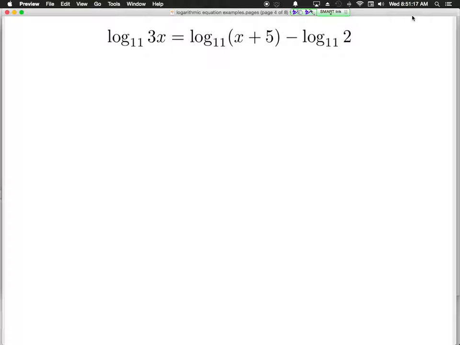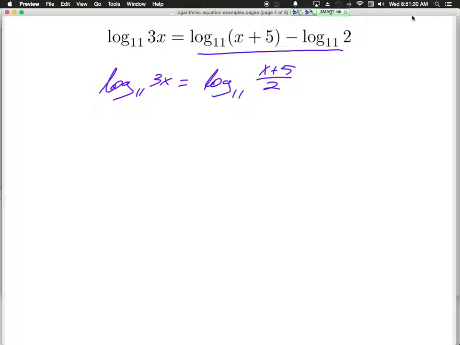On the right side, I need to condense these two. I need to turn those two logs into one log. So that would be log base 11 of x plus 5 over 2. Everybody see that? Yeah. Now that I have a log equal to a log, now what can I do? I can set the insides equal to each other. So I have 3x equals x plus 5 over 2.